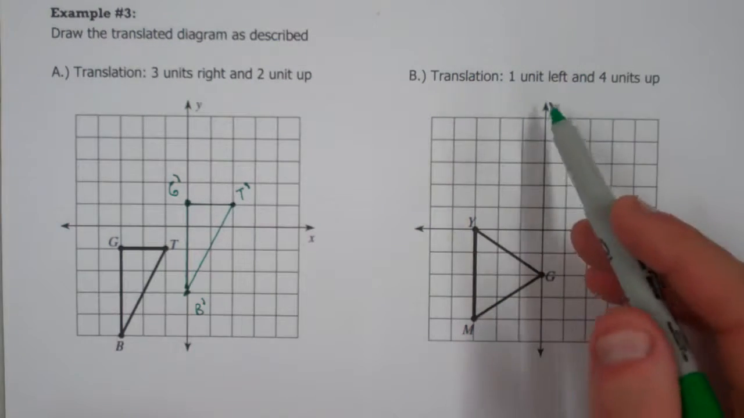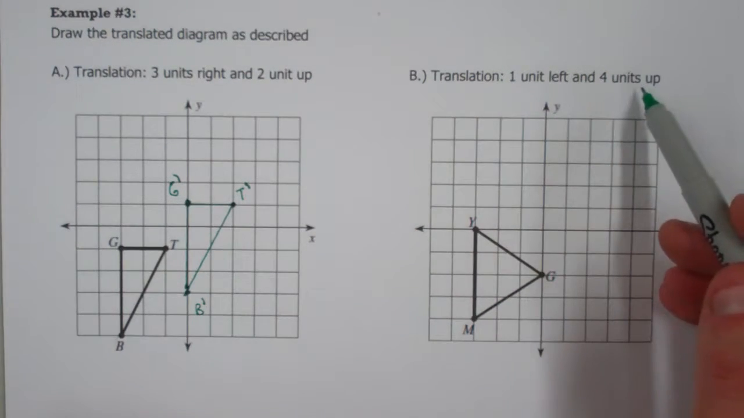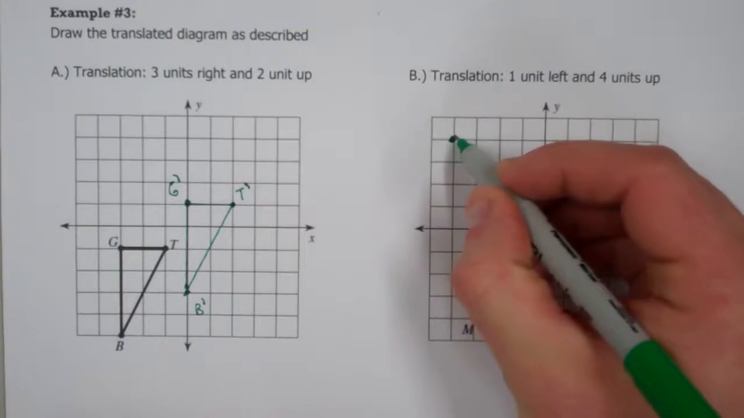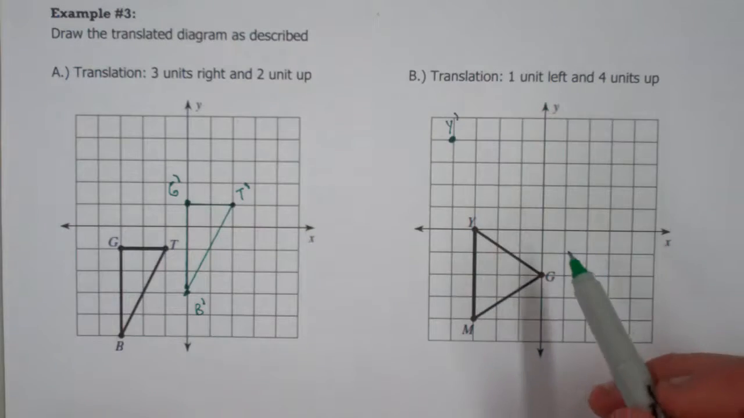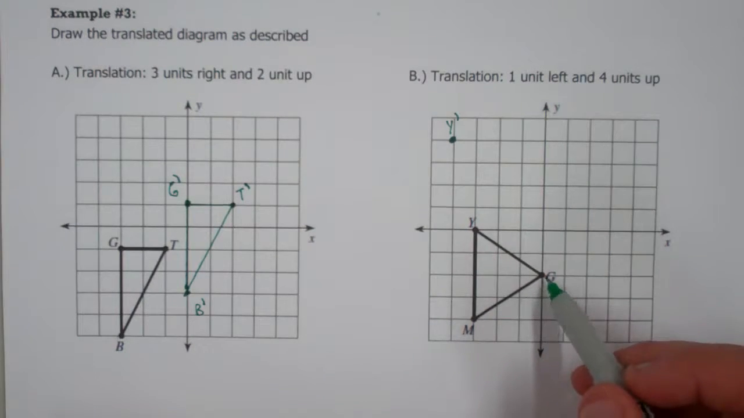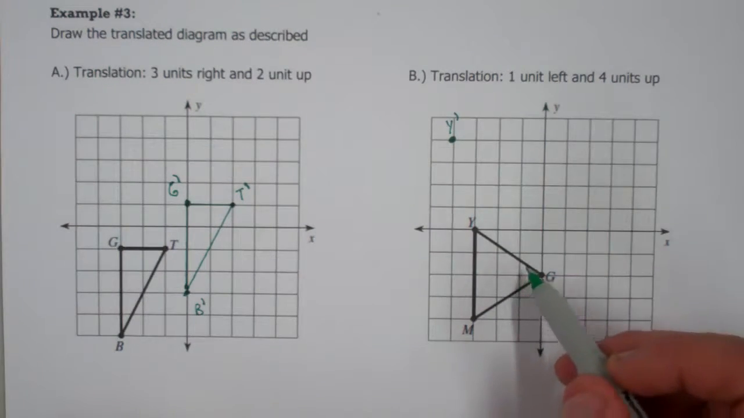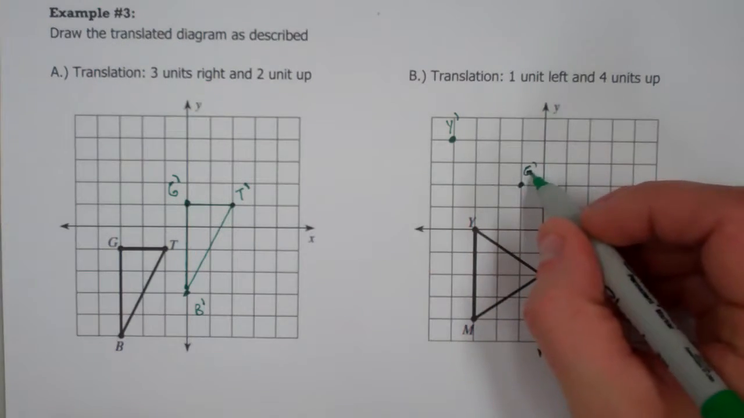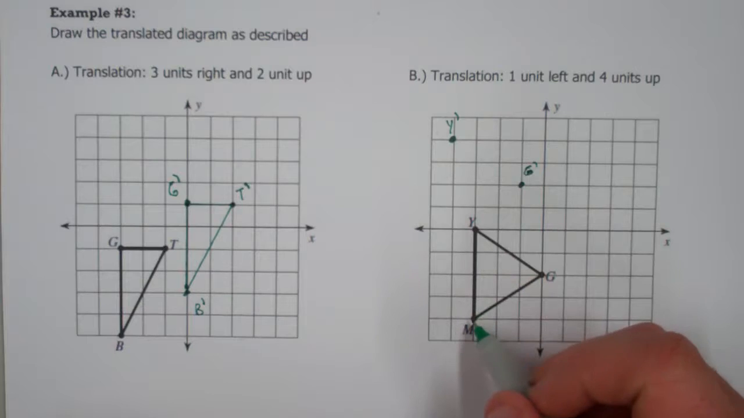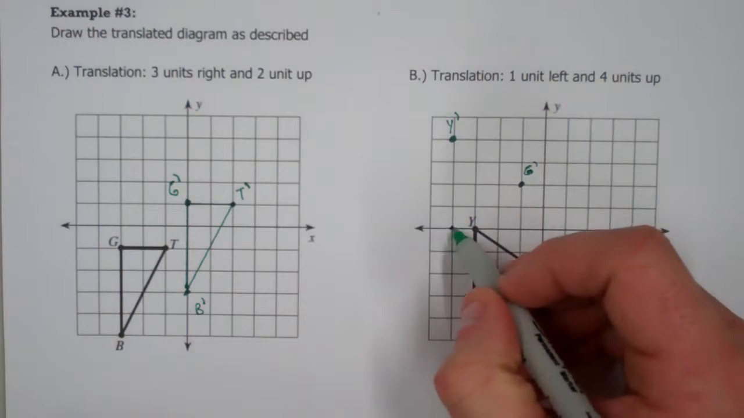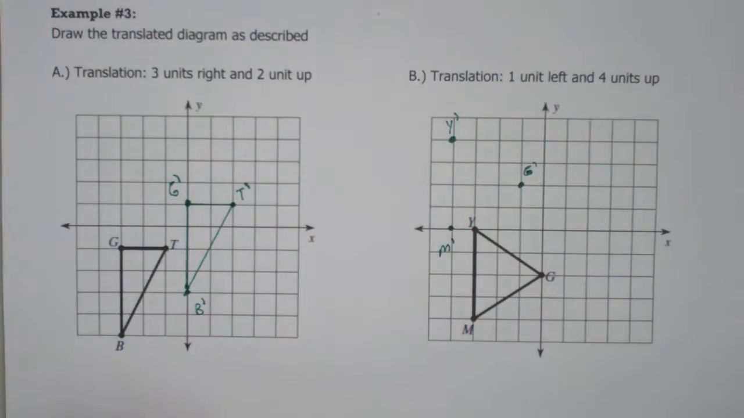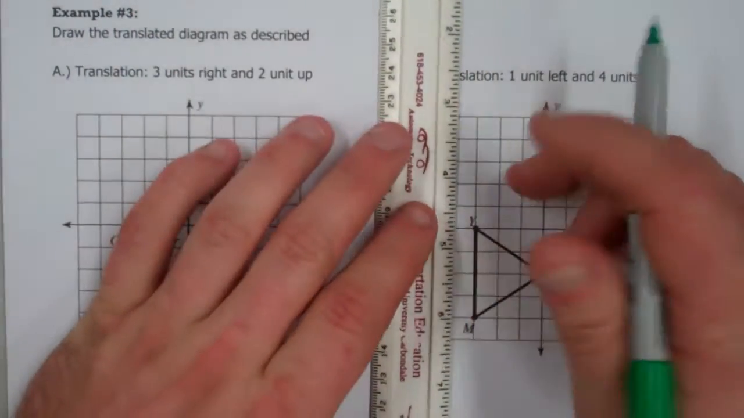With the one on the right hand side, we want to go 1 left and 4 up. So let's do Y, 1 left and 4 up. That'll be Y prime, or the new Y. G is the same thing, 1 left and then 4 up. So that'll be G prime. M will do the same, 1 left and 4 up. And we can see that when we connect these, it's going to be the exact same shape that we had before, and it should be.